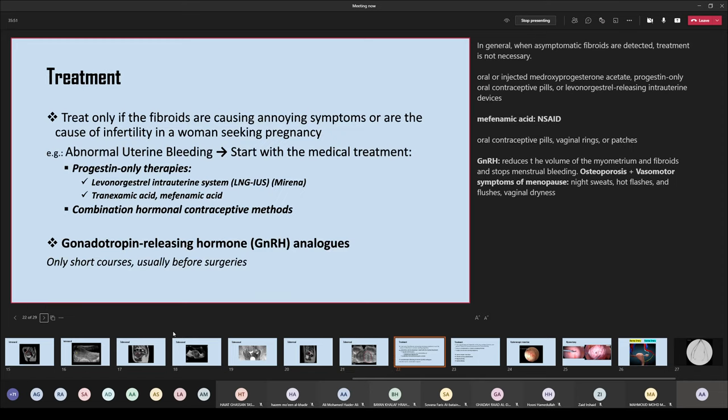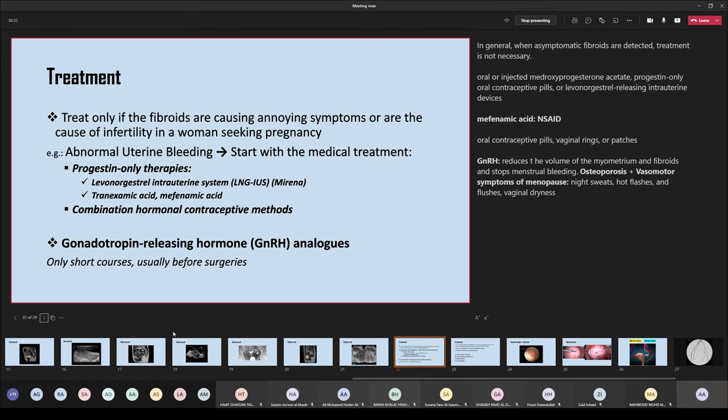Now for the treatment. In general, when it is asymptomatic, treatment is not necessary. That's a general rule. We treat only if the fibroids are causing annoying symptoms or are the cause of infertility in women seeking pregnancies. For example, if a patient comes to us with a symptom, what is the symptom? It's abnormal uterine bleeding, whether during the menstrual periods or in between.